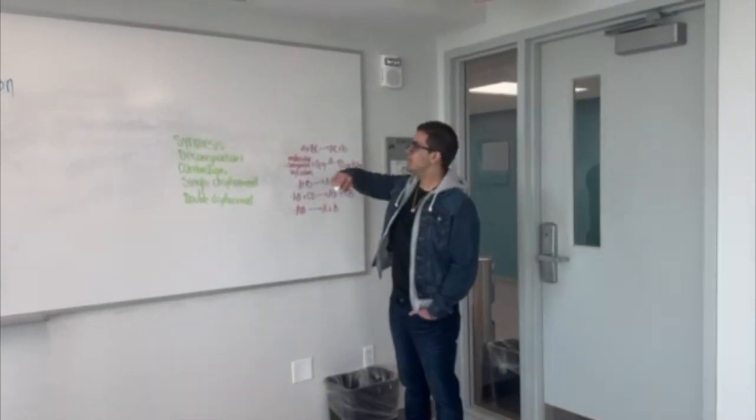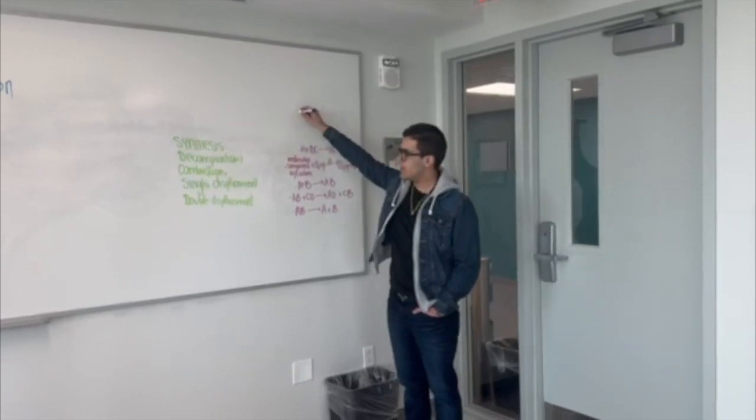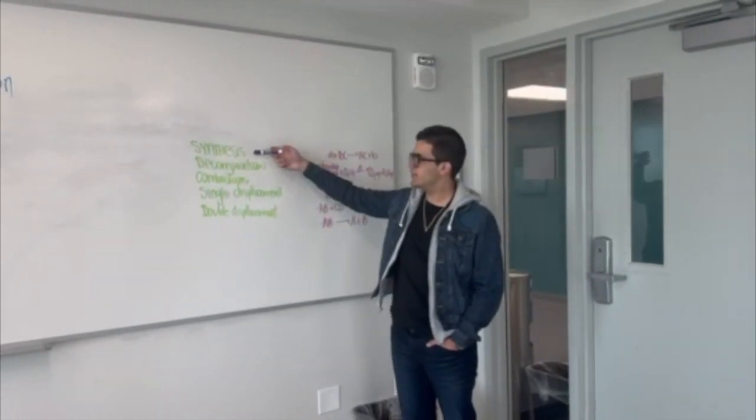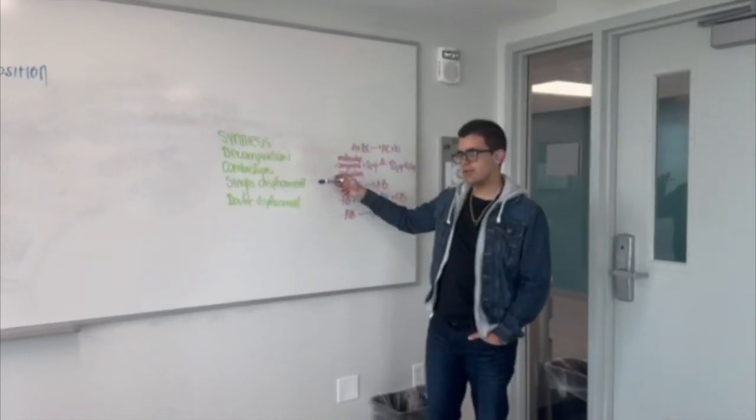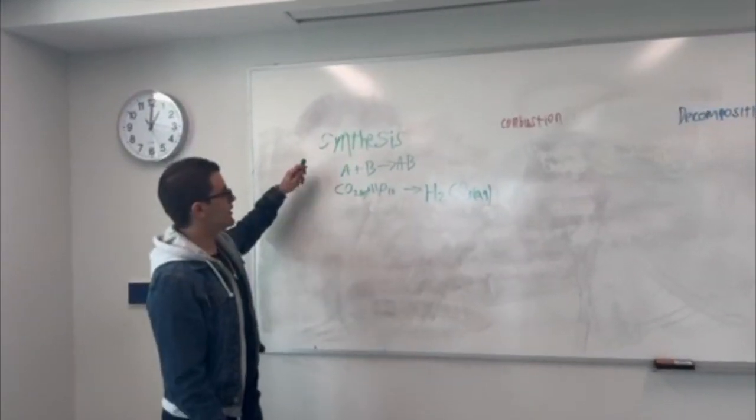Hello class, today we shall be learning about chemical reactions. Now, the 5 chemical reactions we have here are synthesis, decomposition, combustion, single displacement, and double displacement. Alright. So first up, we got synthesis.